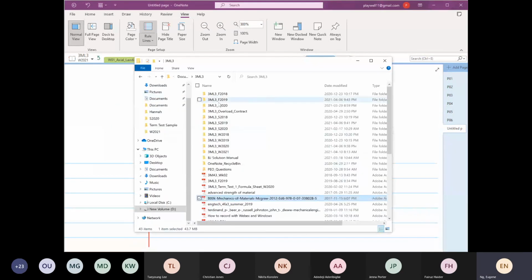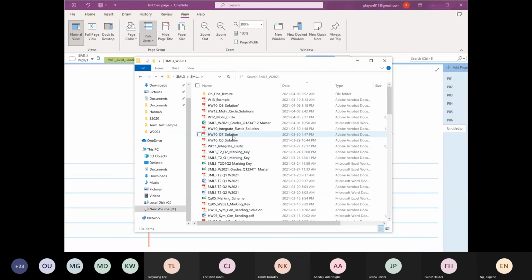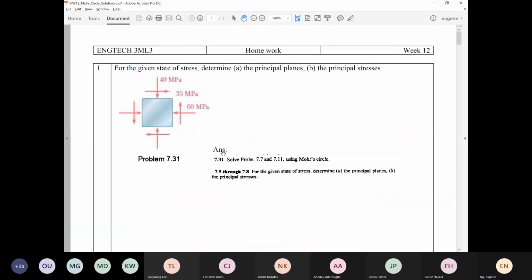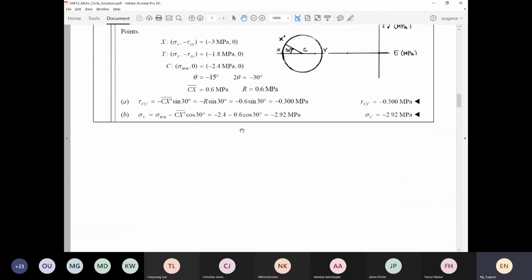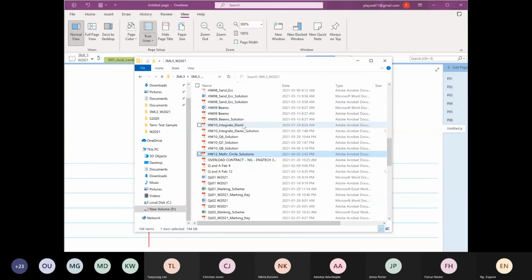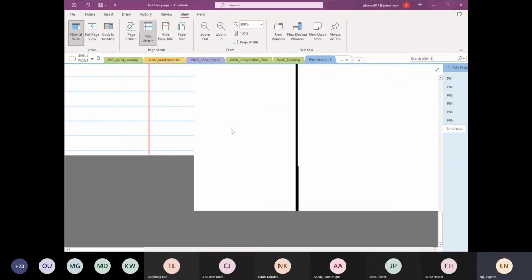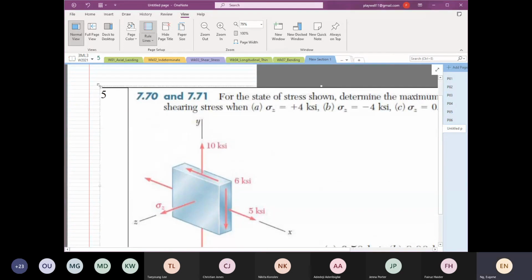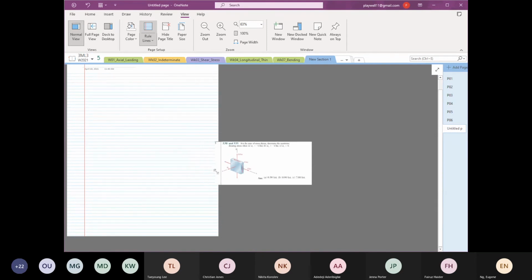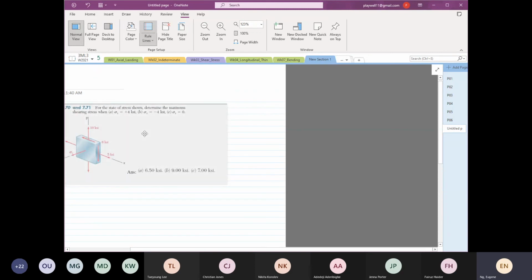I don't know what it is yet. Yeah, the solution, whatever. Question number 5. This is a fantastic question, I think.